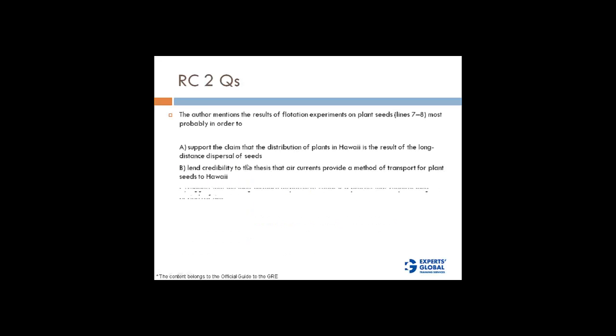To support the claim that distribution of plants in Hawaii is the result of long distance dispersal of seeds? This has nothing to do with the flotation experiment, right? The flotation experiment basically says that air currents are not responsible. So this is not correct. Lend credibility to the thesis that air currents provide a method of transportation for plant seeds. He is not lending credibility. In fact, flotation experiments are raising questions. So this is not correct.